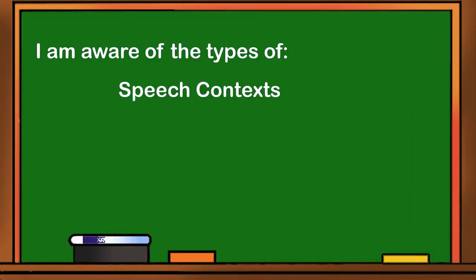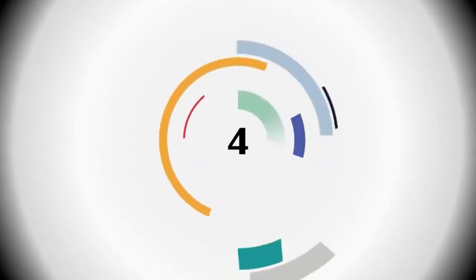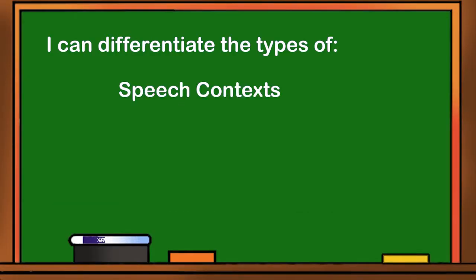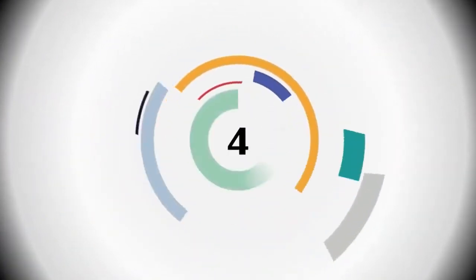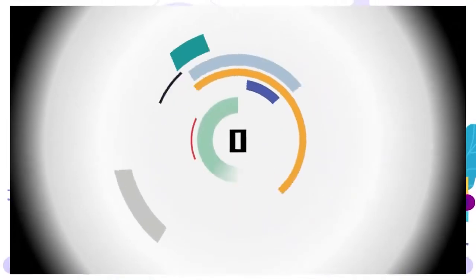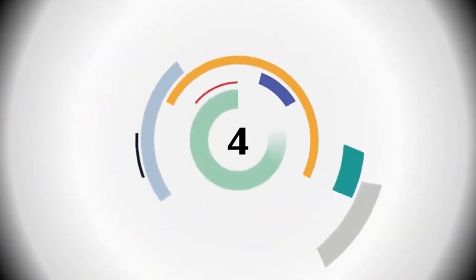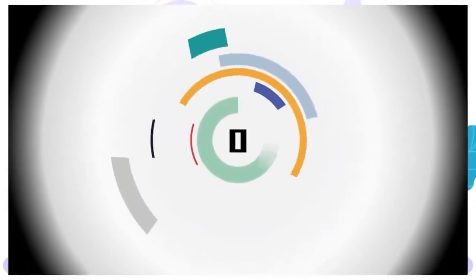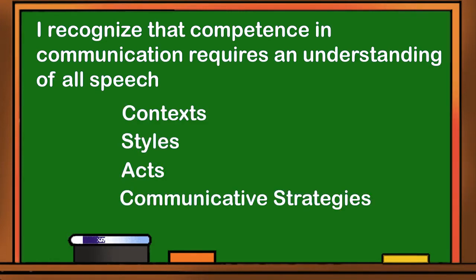I am aware of the types of speech contexts, speech styles, speech acts, and communicative strategies. I can differentiate the types of speech contexts, speech styles, speech acts, and communicative strategies. I can explain the importance of effective communication in a specific context, style, act, or strategy. I recognize that competence in communication requires an understanding of all speech contexts, styles, acts, and communicative strategies.